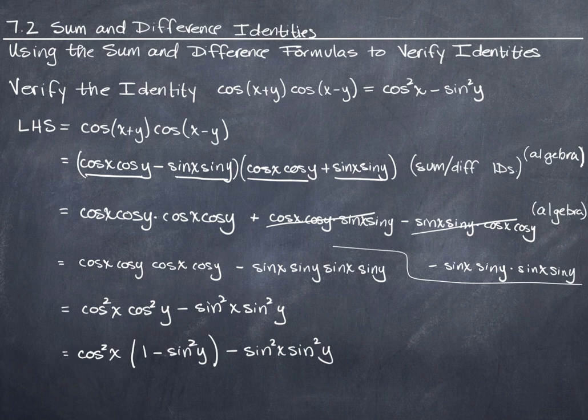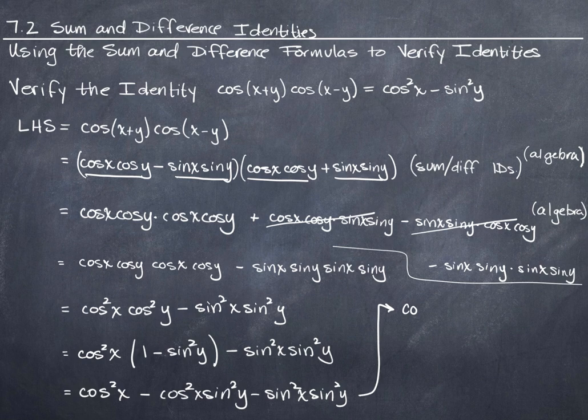Now I'm going to distribute again. I'm going to take this cosine squared of x and distribute it across 1 minus sine squared of y minus sine squared x, sine squared y. And then I'm going to go up here and rewrite the cosine squared term minus, and now I'm going to factor out the sine squared of y.